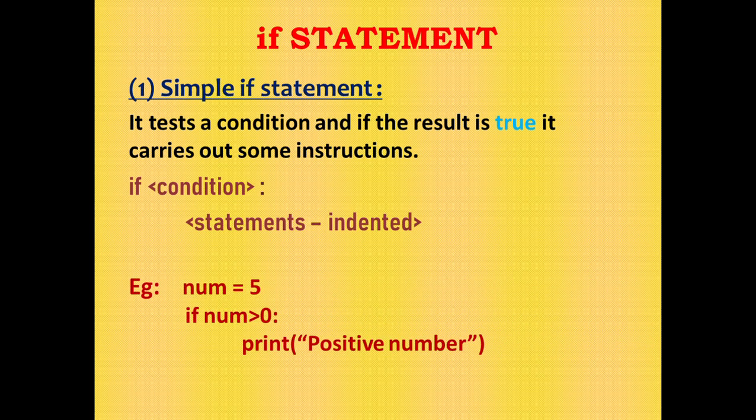See this example: num equal to 5, if num greater than 0, that is the condition. The condition is followed by a colon, and the next statement, print positive number, is indented. Indented meaning we have given four spaces from the word if.